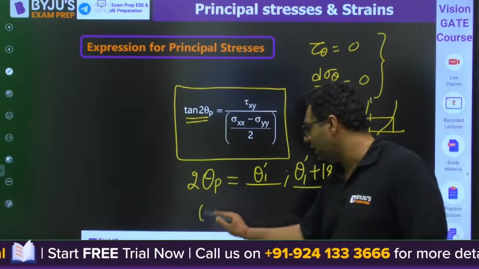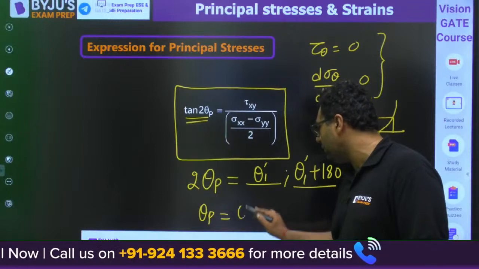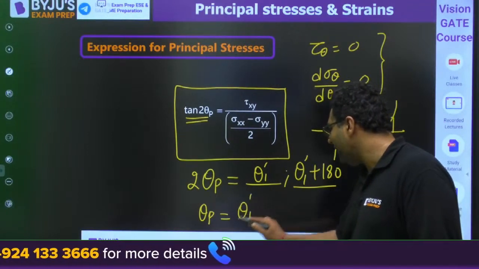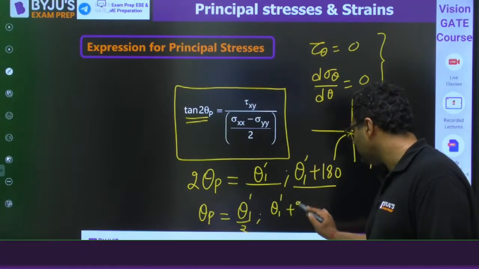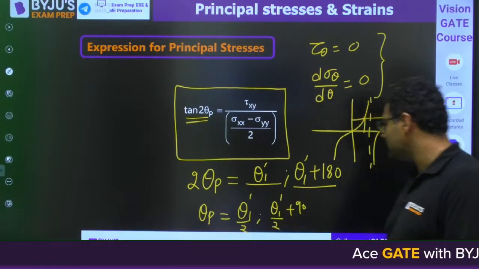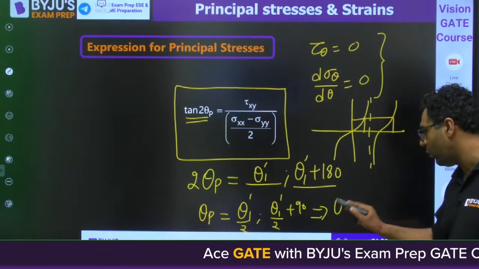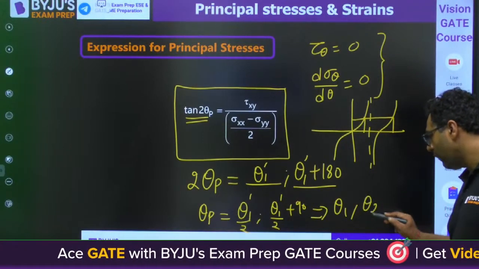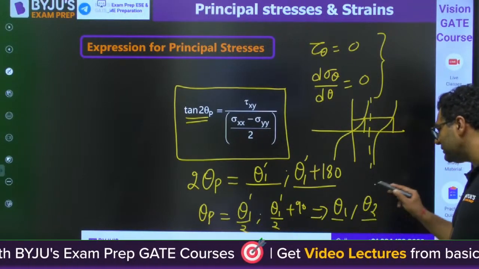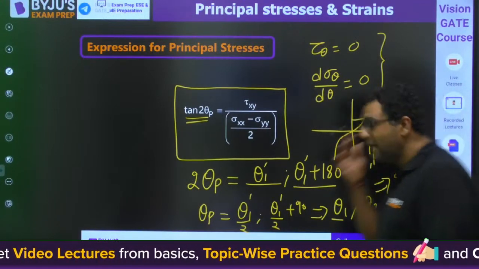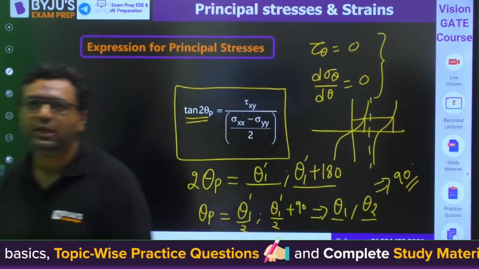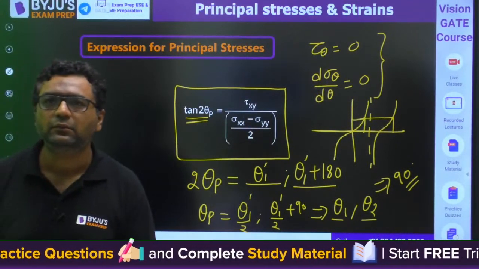So if you want to find the value of theta p, it will come out to be theta 1 dash by 2 comma theta 1 dash by 2 plus 90. You can also write it as theta 1 comma theta 2, but the angle between theta 1 and theta 2 is 90 degrees. So I can say two principal planes will be at an angle of 90 degrees to each other. Is it clear?